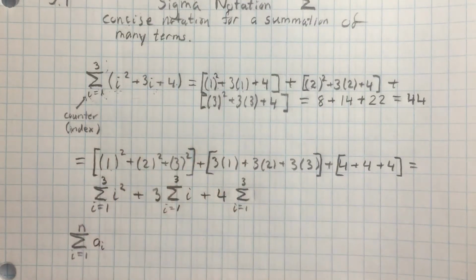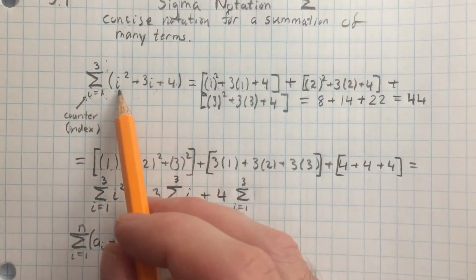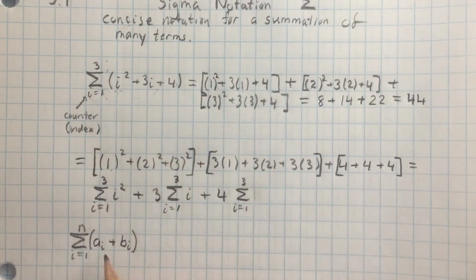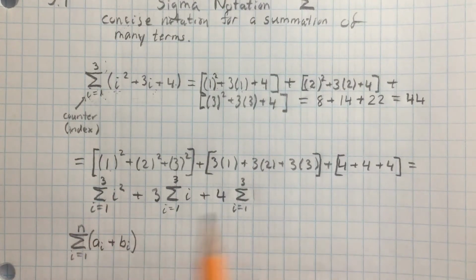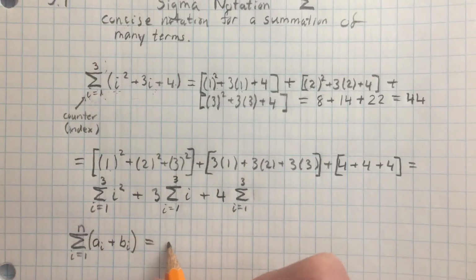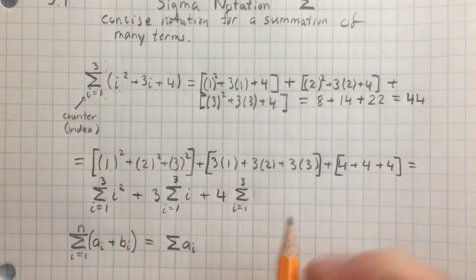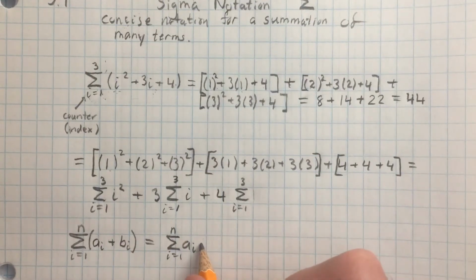So you have some function of i here, and that function of i is being added to another one, some other expression. So maybe the a_i here is the i squared, and the b_i is the 3i. These are pieces, different terms. So if you have a sum, and the sigma notation is applied to a sum, then you can apply the sigma notation to each of the terms in the sum separately, and then add the results after the fact.